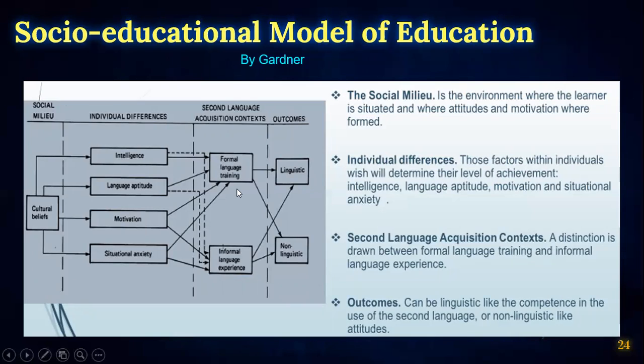Then the second language acquisition context, a distinction drawn between formal language training and informal language experience. Outcomes can be linguistic, like the competence in the use of the second language, or non-linguistic, like attitudes. Okay, and we saw this, the socio-educational model of education.